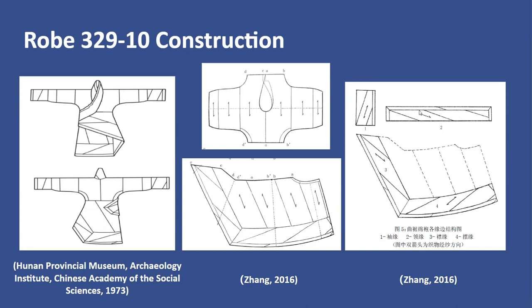The cuffs are made of a single strip of loophole brocade, half a bolt width, which is around 25 centimeters. A bolt width is about 50 centimeters, so a half bolt width is around 25 centimeters. And it's sewn into a tube on the bias. It's a very, very strange thing to do.